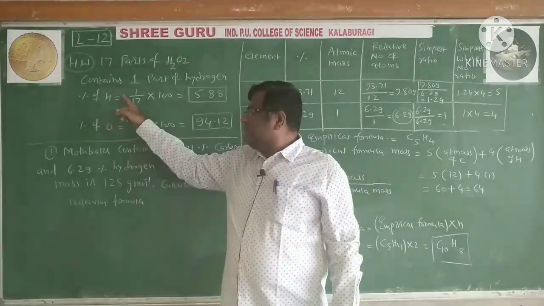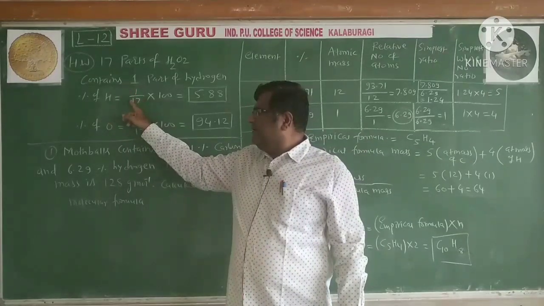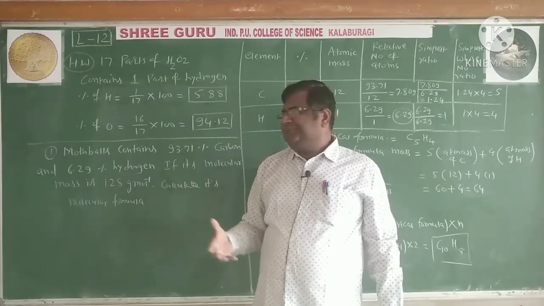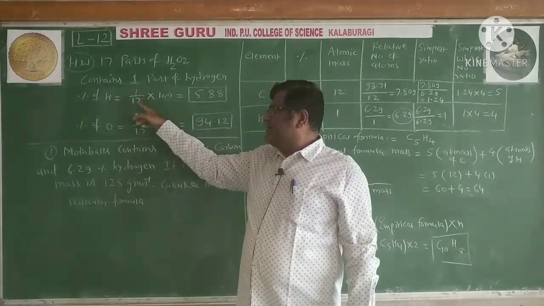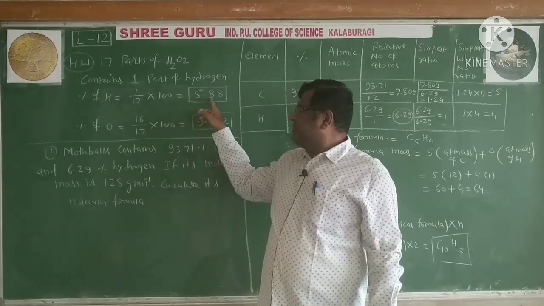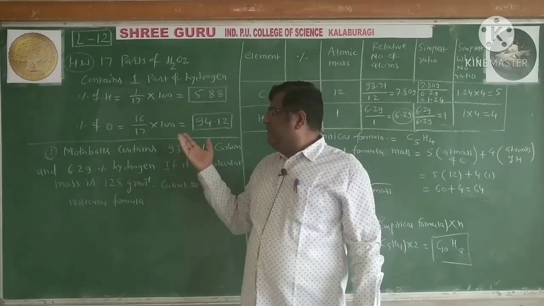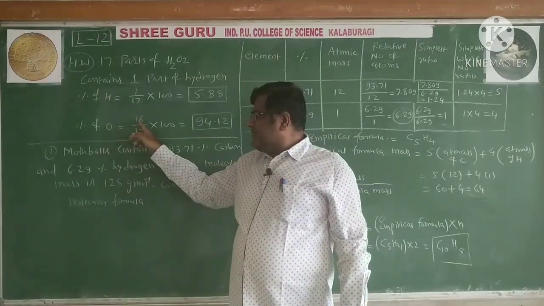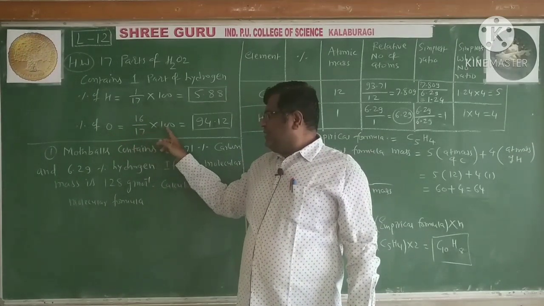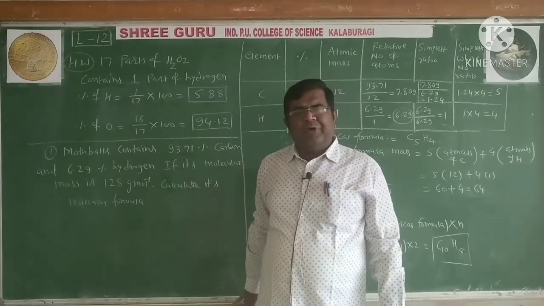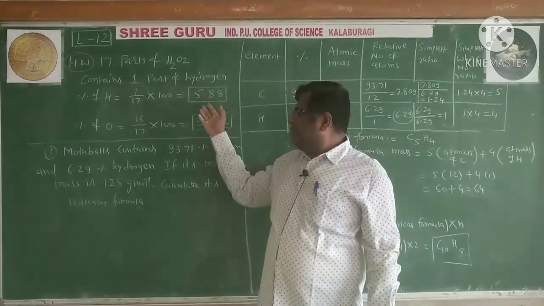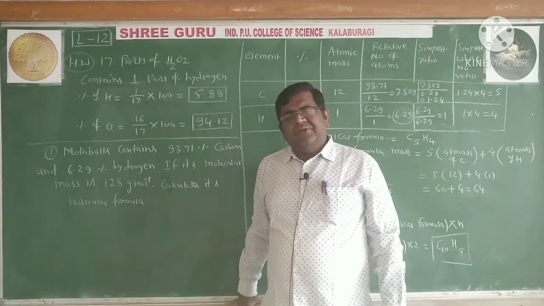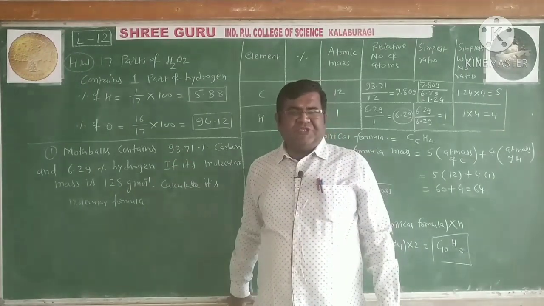Percentage of hydrogen is equal to mass of hydrogen divided by the total mass of that mixture, which is 17. 1 by 17 into 100, 5.88%. You can simplify it, 100 by 17. Percentage of oxygen is equal to 16 by 17 into 100, and it happens to be 94.12. And when we add them together, they become 100%. So this is about the percentage composition questions.